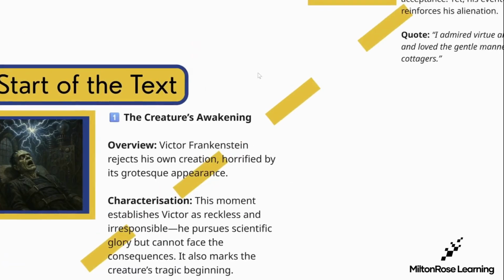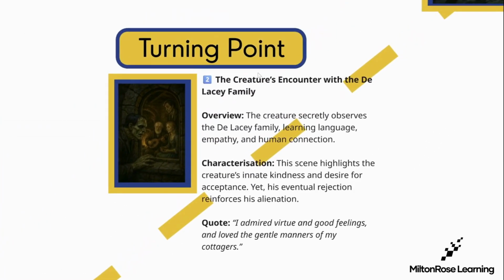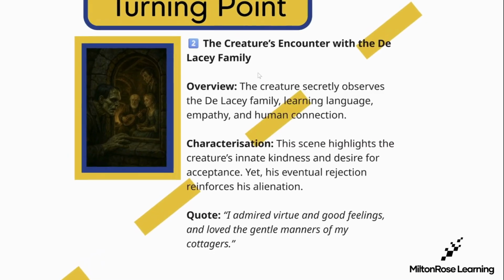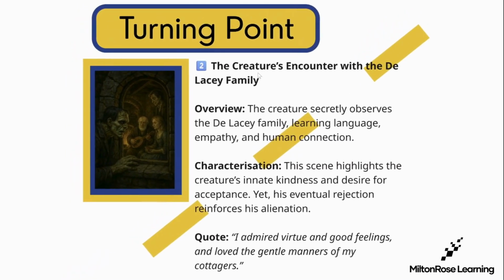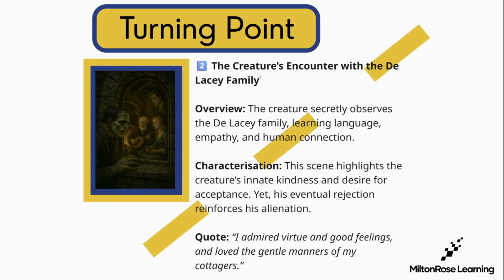Okay. Then we get to a real turning point, and novels are all about turning points, I find. So this was a turning point in the characterization here. The creature's encounter with the DeLacy family. So the creature secretly observes the DeLacy family, learning language, empathy, and human connection. So it humanizes the creature. This scene highlights the creature's innate kindness and desire for acceptance. They want to be accepted into human society.